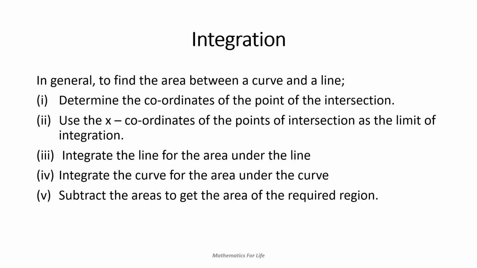In general, to find the area between a curve and a line, the following steps are usually taken. Step 1 is to determine the coordinates of the points of intersection. Step 2 is to use the x coordinates of the points of intersection as the limits of integration. Step 3 is to integrate the line for the area under the line. Step 4 is to integrate the curve for the area under the curve. And lastly, the fifth step is to subtract the areas to get the area of the required region.